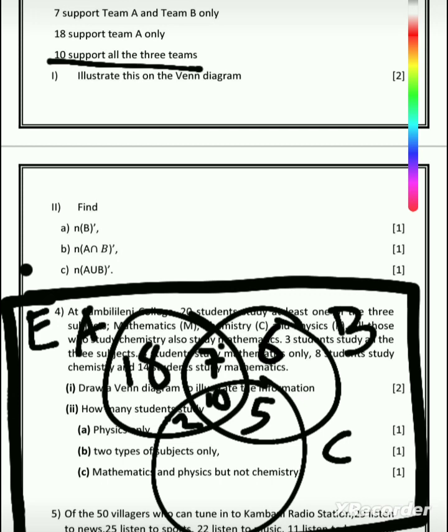Then there's also 29. 29 support team C. So if you go in C, there is 2 plus 10, which is 12 plus 5, 17. But they have said 29 support team C. So 29 minus 17. What do we get?